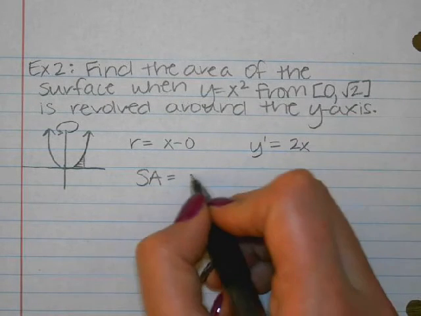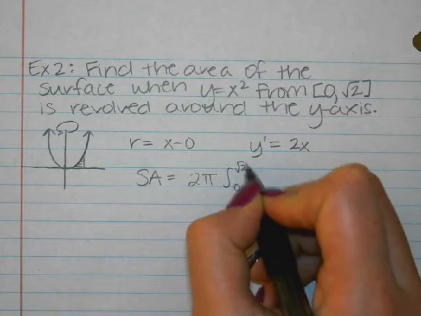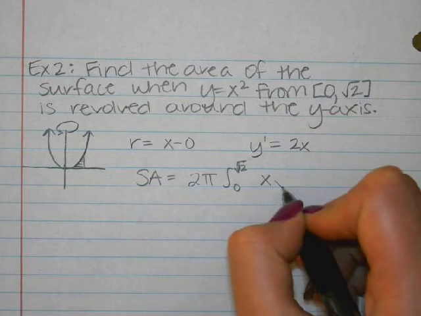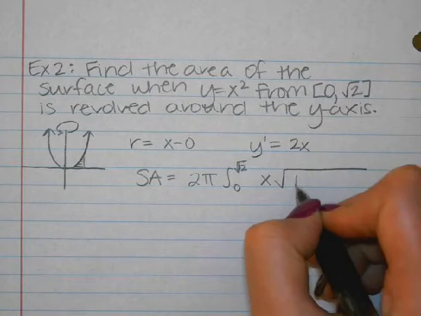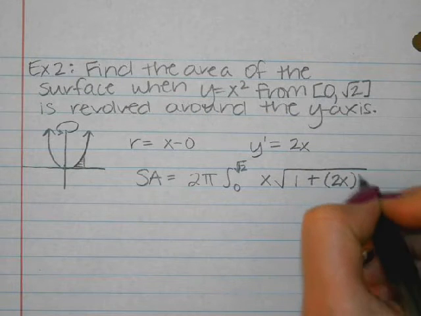So the surface area is 2 pi, integral from 0 to root 2, of x times the square root of 1 plus 2x squared.